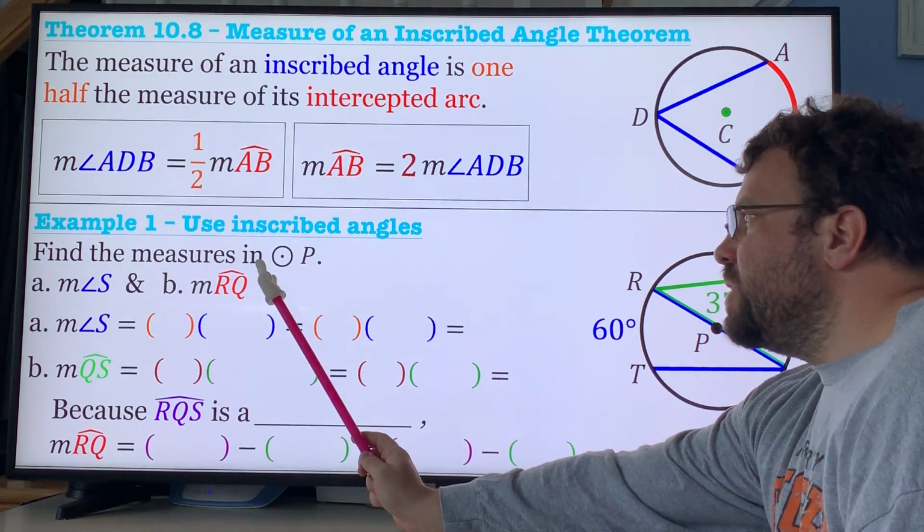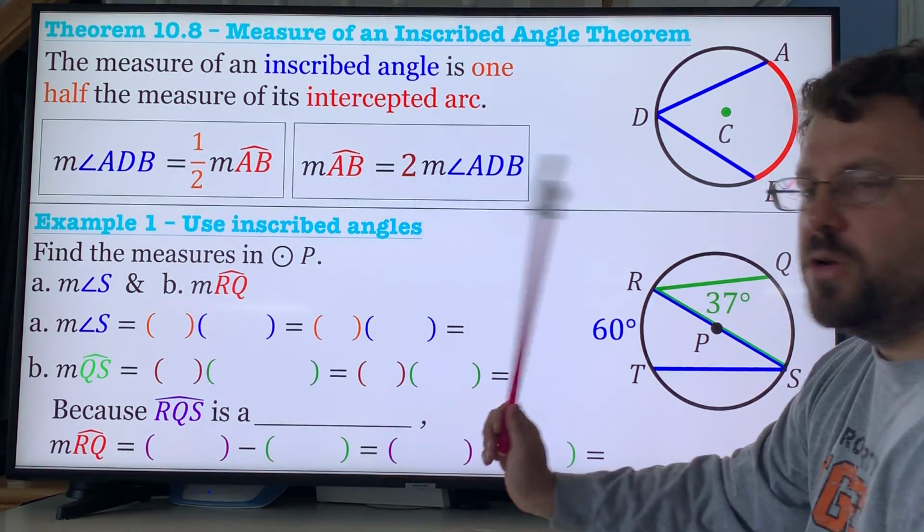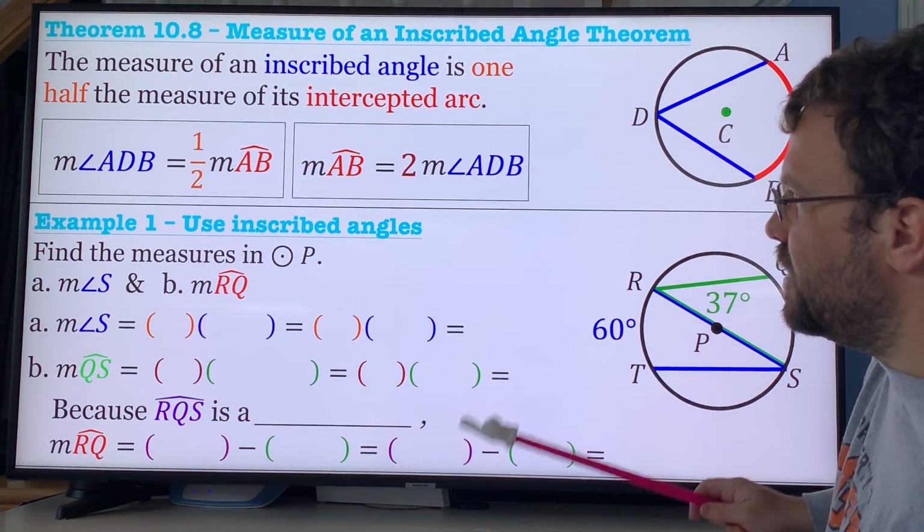So let's look. Find the measures in circle P, example 1. So we're going to find the measure of angle S and arc RQ. So try it on your own if you can. Let's see.